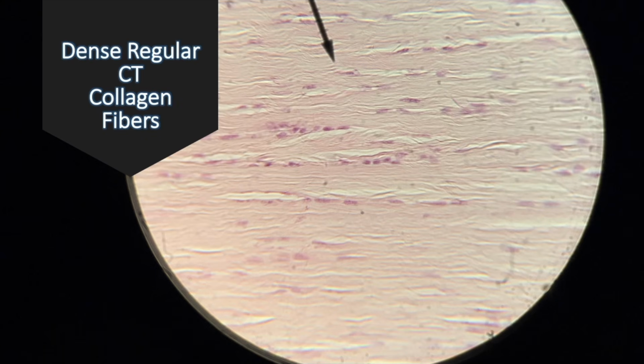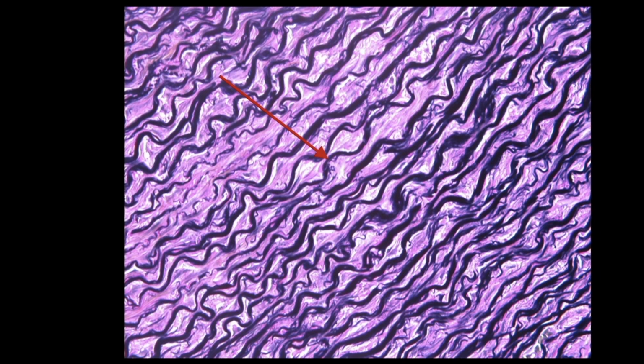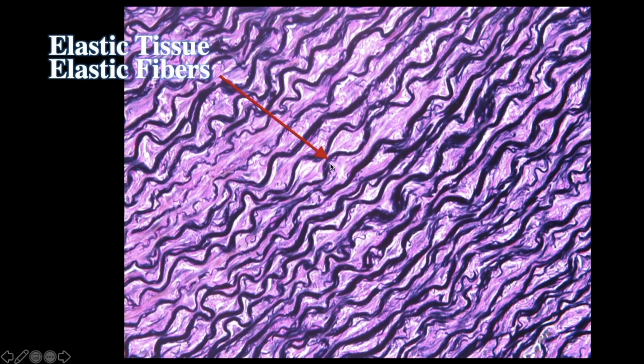Here's another example of dense regular CT with the collagen inside. These are collagen fibers. And here, although you see waves, they're still parallel with each other, so it's still dense regular CT. All right, here's another type of tissue, and we got wavy lines. Well, this is elastic tissue, and these wavy protein fibers are elastic fibers. So you have elastic tissue made up of elastic fibers. Here's another example, elastic tissue.